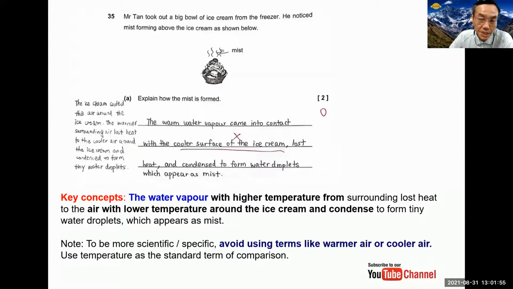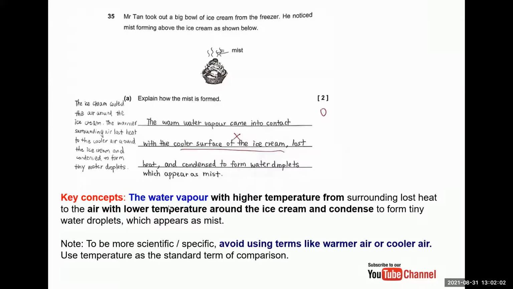So returning to this 2021 science prelim question, let us examine once again. We mentioned the water vapor with higher temperature from the surrounding loses heat to the air with lower temperature around the ice cream and condenses to form tiny water droplets, which appear as white mist.